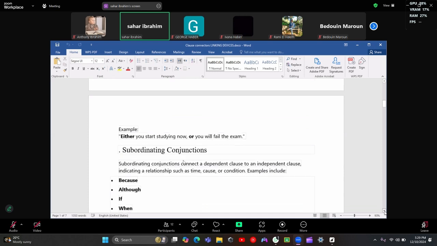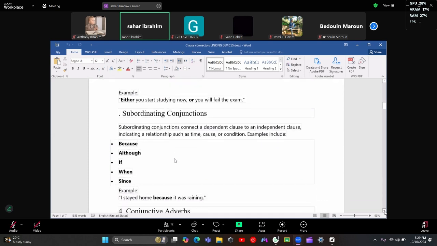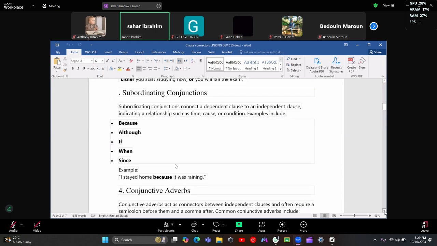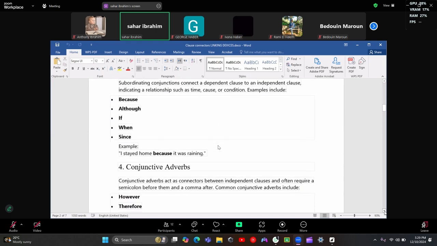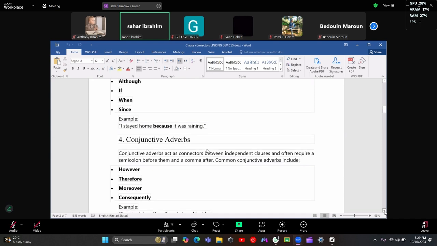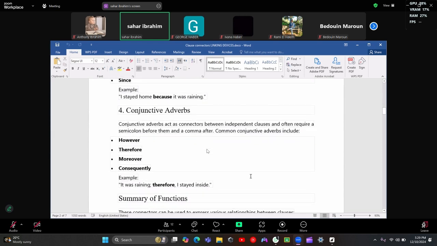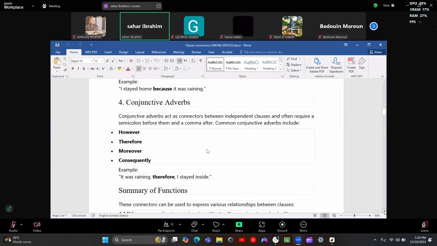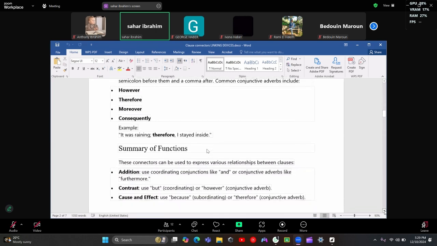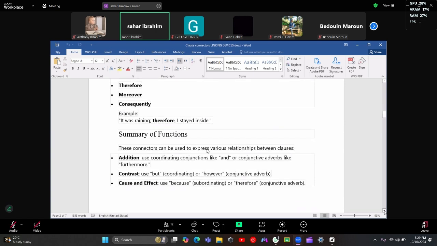Subordinating conjunctions, as we can see, connect dependent or independent clauses to form complex sentences. And finally, conjunctive adverbs. These are some examples of conjunctive adverbs. Surely this is not all. As for conjunctive adverbs, each of them has a particular meaning. When we use however, it replaces but as a coordinator. When we use moreover, it replaces and as a coordinator.